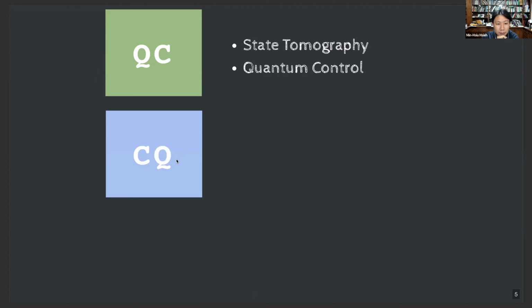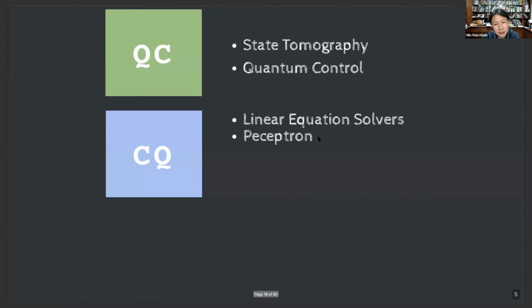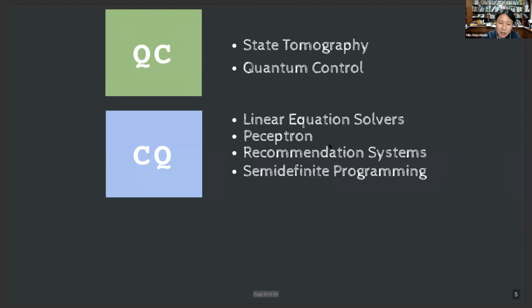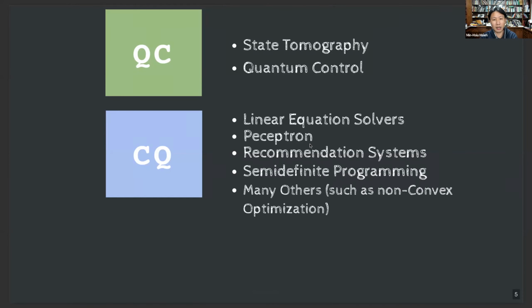There are more varieties in CQ questions, and actually the big companies nowadays that work on QC really want to improve the classical machine learning tasks using quantum algorithms. So the problems here are, for example, linear equation solvers, HHL algorithms, perceptrons, recommendation systems, trying to speed up semi-definite programming, etc. So this CQ type of question now actually plays a major role in quantum machine learning.